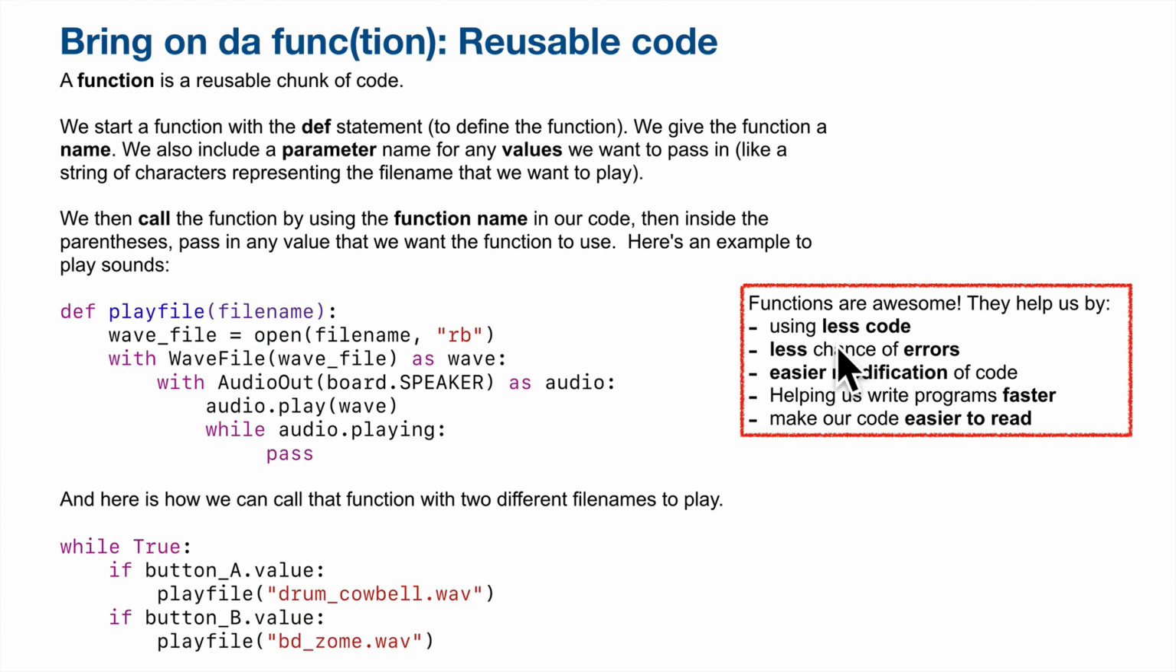So functions are awesome. They allow us to use less code. There's less chance of error if you're not writing the same code over and over again. If we ever need to make a change, we just make it in one place, so that means easier modification of code. It helps us write programs faster because we don't need to repeat ourselves, and it makes our code easier to read. Instead of having this big, bulky chunk of code repeated twice, we have just the simple reference to playFile and the name of the file. If we want to know more of the details, we can just take a look at how we defined our function. So let's give it a shot.